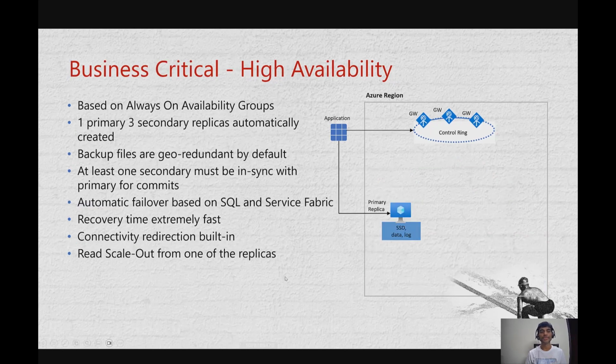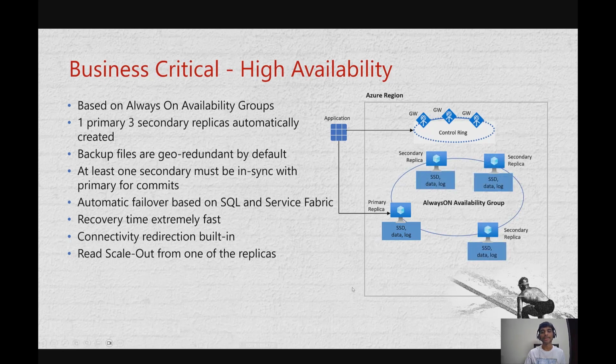Let's look at architecture for business critical. This is based on Always On availability groups, pretty much exactly what you know from on-premises Always On availability groups. We implemented something similar for the business critical service tier. In this case, you'll have one primary and then three secondary replicas, which are automatically created. And then, as you can see here, you will get an Always On availability group on all four replicas. On the primary replica and each of the secondary replicas, you will have the data and the log locally sitting on the same node as the database.